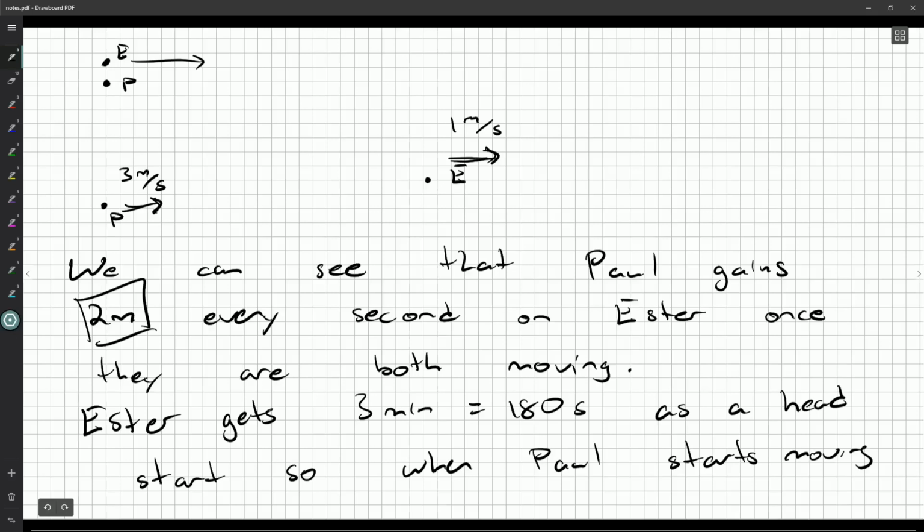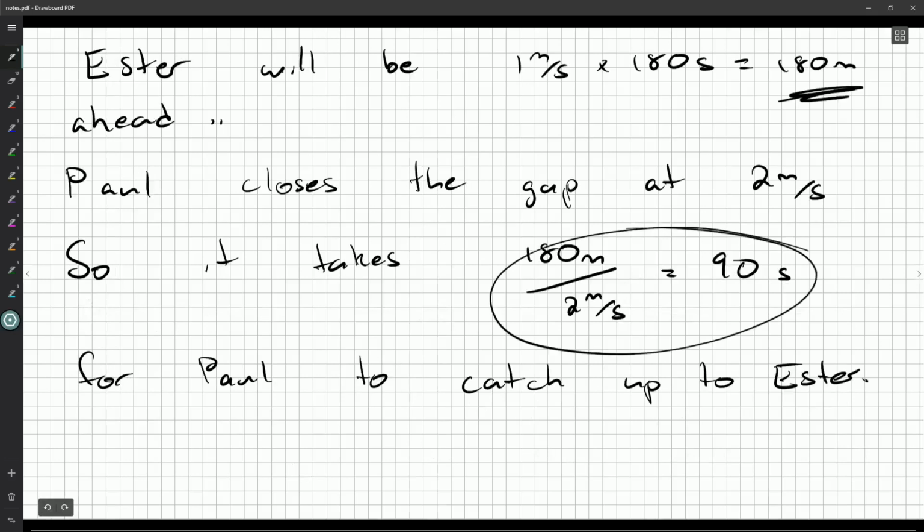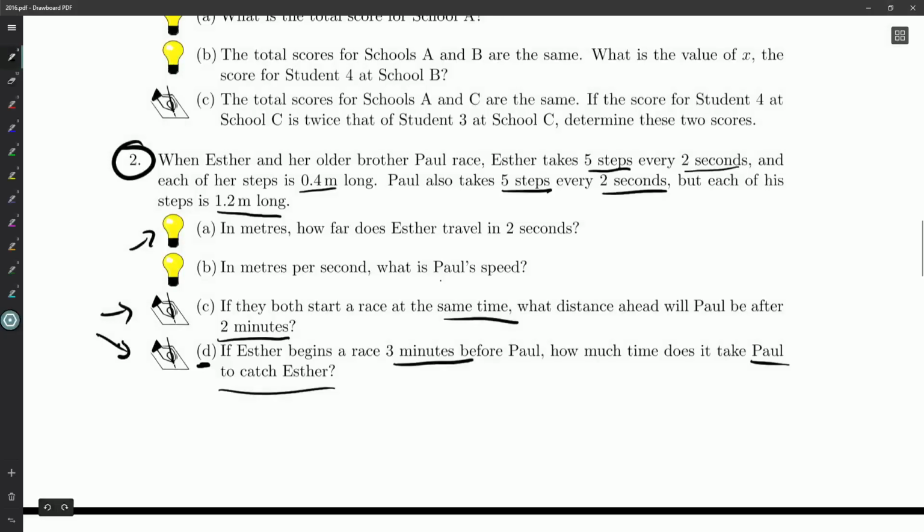Other things to comment on, figuring out how far ahead Esther was, that's probably worth a mark, and then your final calculation, that would be worth another mark. So I'd say D part probably worth about 3 marks there. Probably something to the effect of 2 marks, 2 marks, 3 marks, 3 marks. That's usually how it breaks down when there are 4 parts.